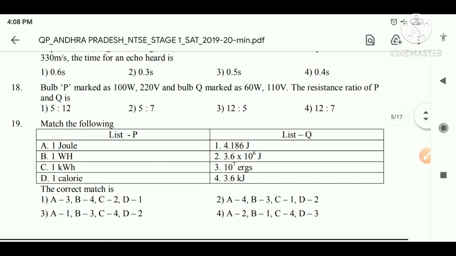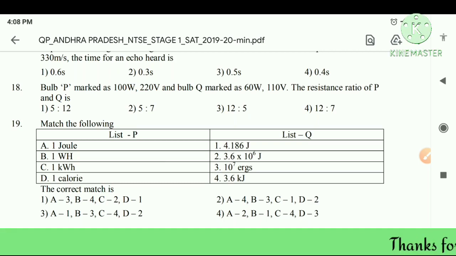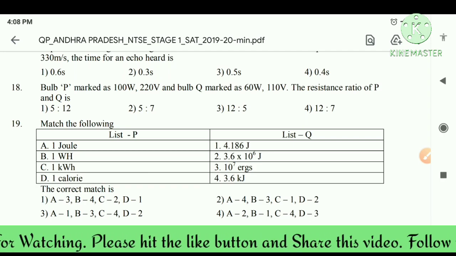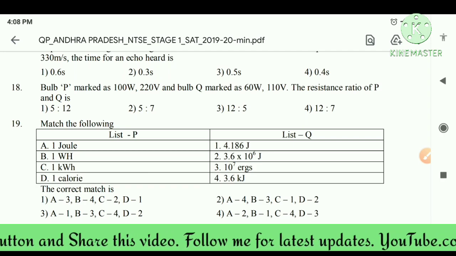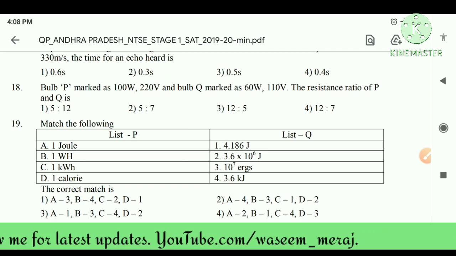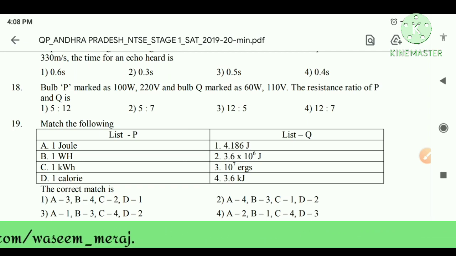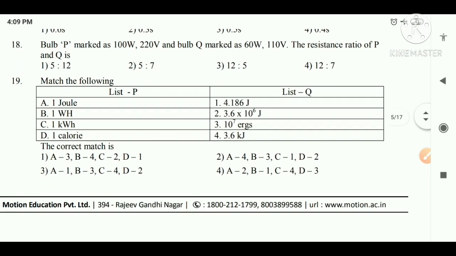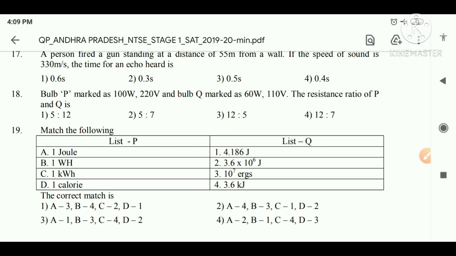Here it is. Match the following. List P, list Q. A: 1 joule. List Q, option 1: 4.186 joule. B: 1 watt hour, option 2: 3.6 into 10⁶ joule. Option C: 1 kilowatt hour, option 3: 10⁷ ergs. Option D: 1 calorie, option 4: 3.6 kilojoule. Here the correct match is A3, 1 joule is equal to 10⁷ ergs. Right, it was the correct answer.